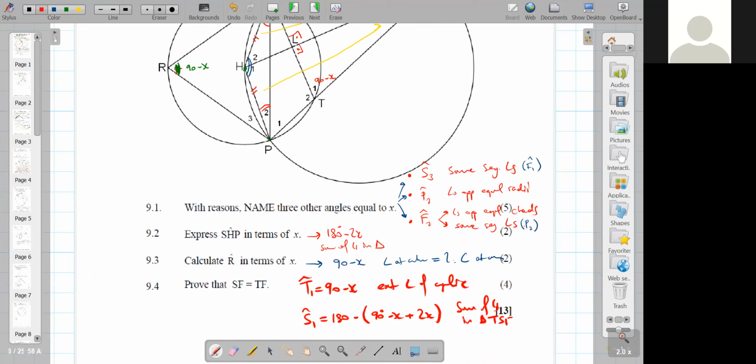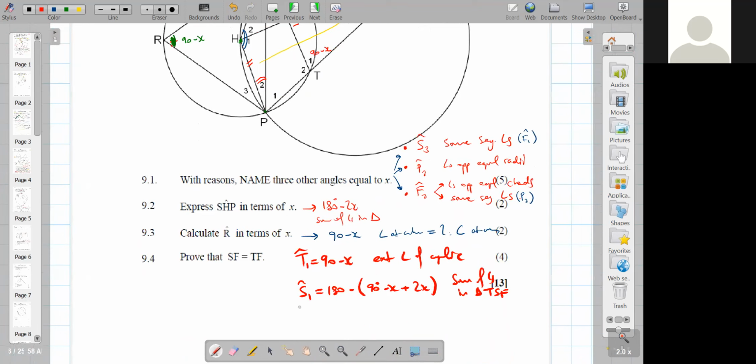So this gives me what? 90 minus X. So since I get 90 minus X and 90 minus X, I can tell you those sides are equal. So what will be the reason to say those sides equal now? Because these are the sides opposite equal angles. Okay, that's what we should write. Sides opposite equal angles. That will be the reason.